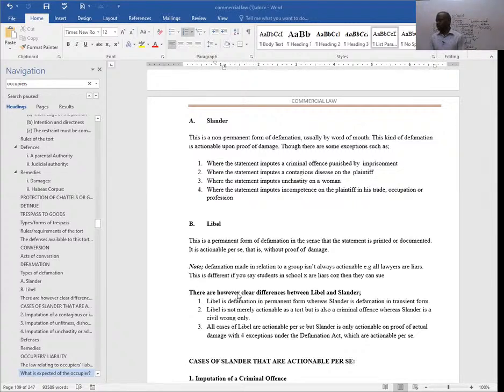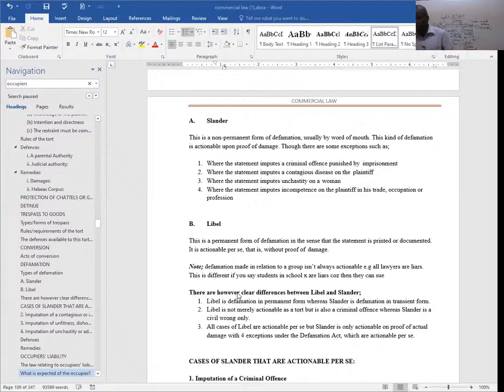Then all cases of libel are actionable the way they appear, but slander is only actionable on proof of actual damage, with 4 exceptions. So under slander, you have to prove there was damage. Under libel, you don't have to prove there was actually damage, because it is in a permanent form. It will remain in that particular newspaper that can be read for even over 100 years or maybe over 50 years. People will be making reference to it because it is in a permanent form. So you don't have to prove there was actually damage or injury caused for you to be able to bring such an action in a court of law.